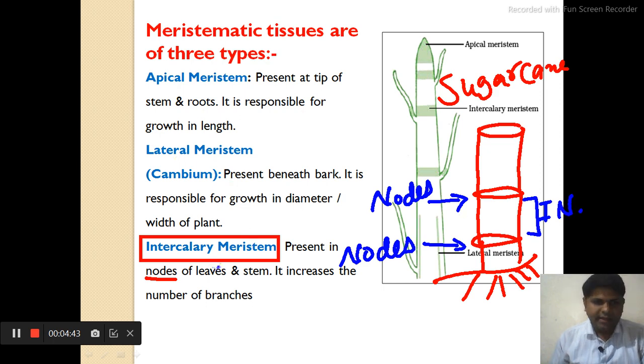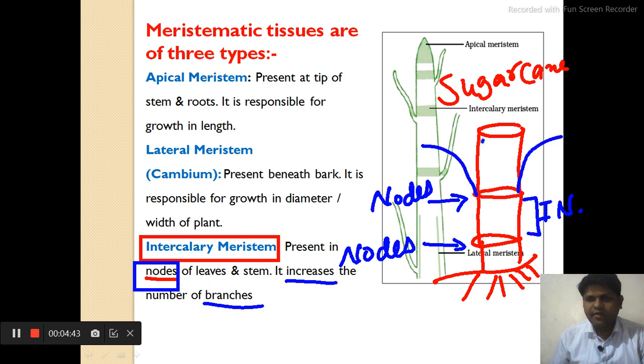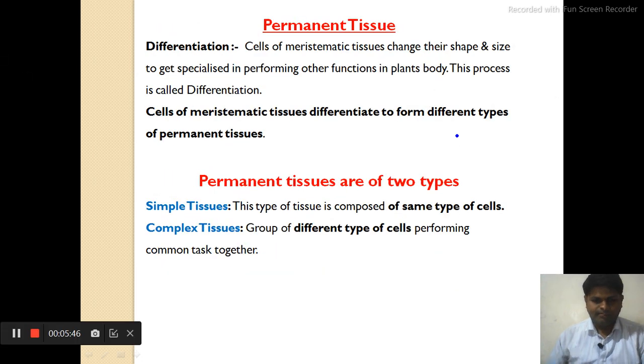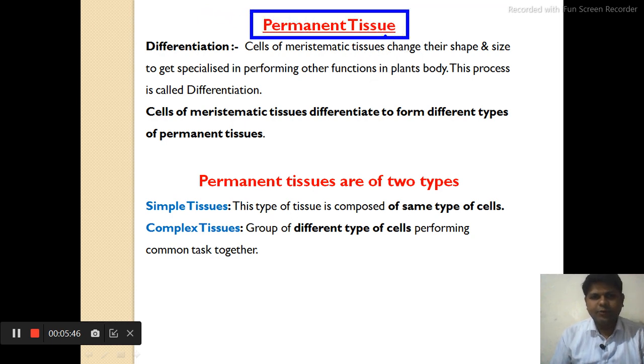So the intercalary meristem divides from the node of the plant, and it increases the branches. It is responsible for the development of branches over the plant. So these are the three types of meristematic tissue. Okay. The other type of plant tissue is permanent tissue. When meristematic tissues are mature and fully developed, they change into permanent tissue.